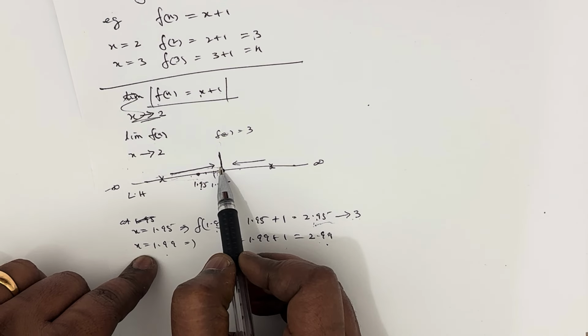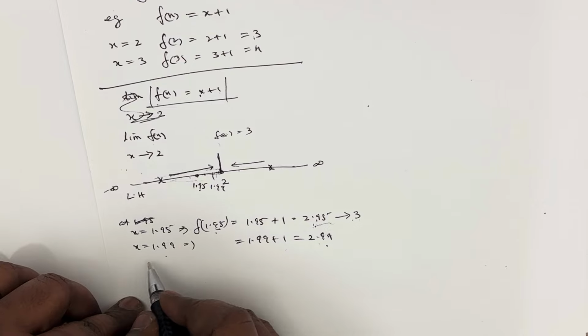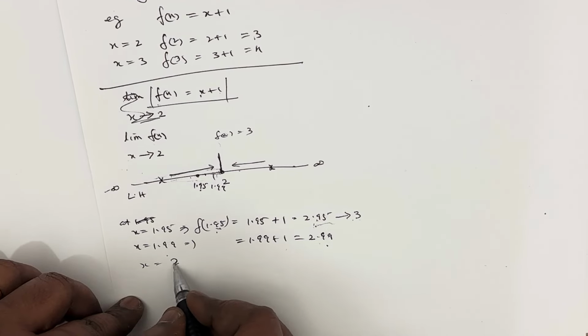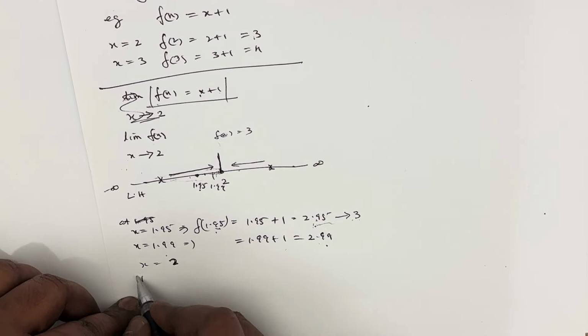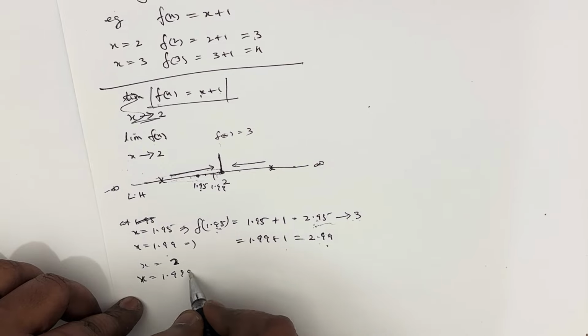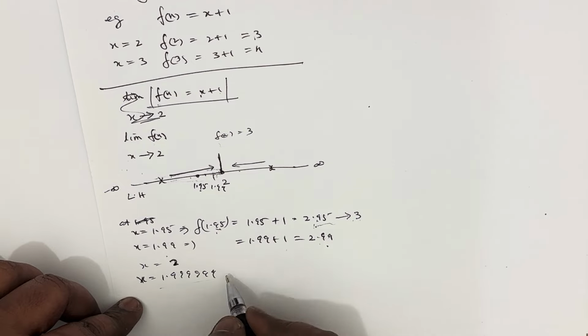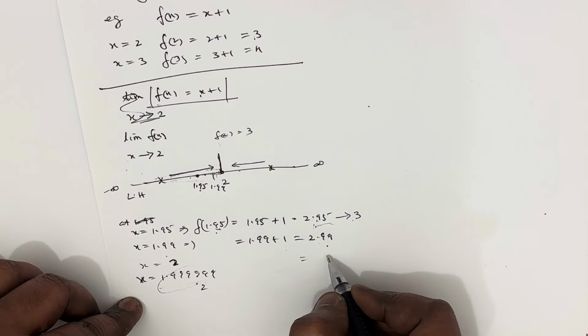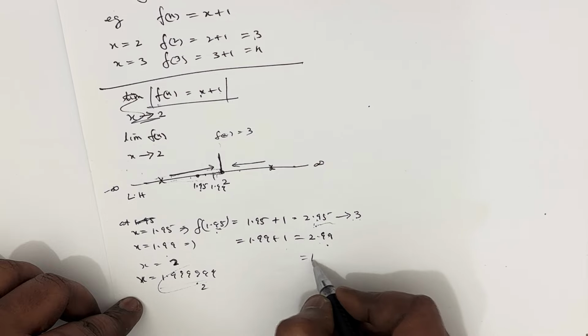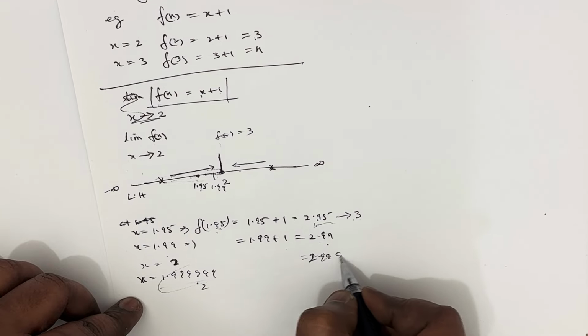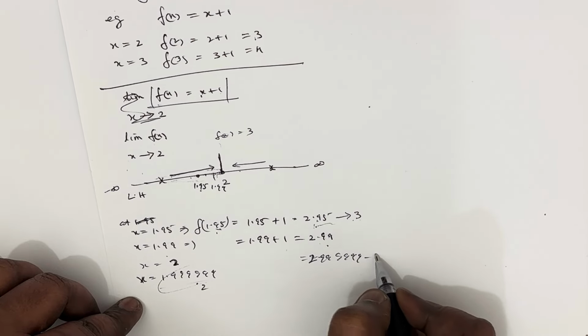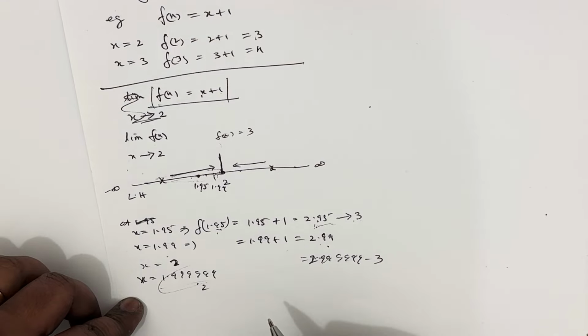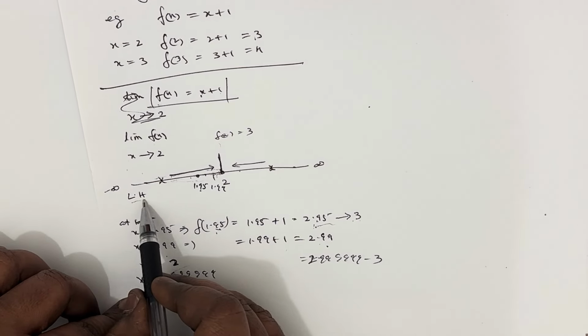In the same way, when x is approaching closer and closer to 2 and almost becomes 2, like 1.999999, which is almost 2, we can assume this to be 2. Then the value of the function also becomes 2.999999, which is almost 3. This is when it moves from the left hand side.